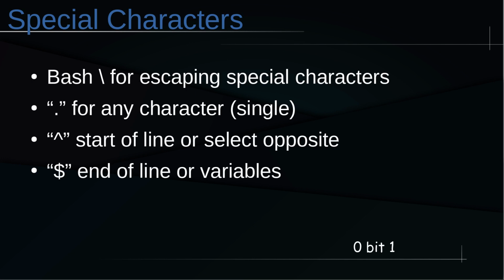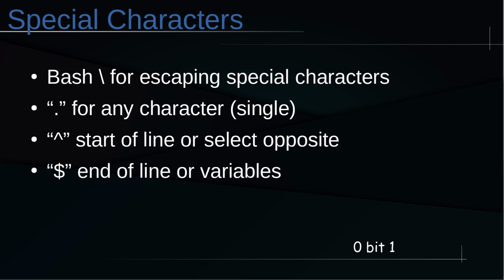So here we have some special characters. This dot or period here is used to represent any single character. Okay, so it is a wild card that can represent any character. Now we have this up arrow. I'll call this up arrow, you can call it whatever you want to call it.